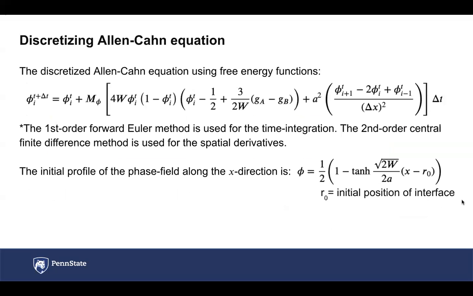Next slide. Okay, the next step for us is to discretize our order parameter. We use the first order Euler method for time integration, time discretization, and the second order central finite difference for spatial discretization. Then we calculated our initial order parameter using this formula here. Rho naught is our initial position for our modeling. Next slide.